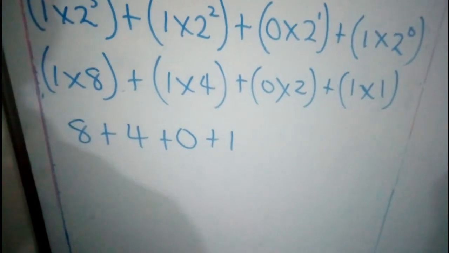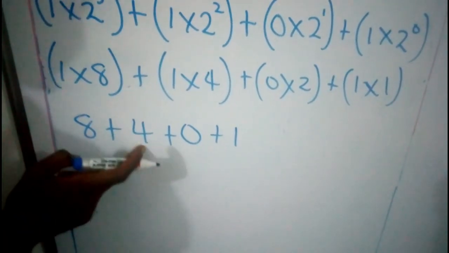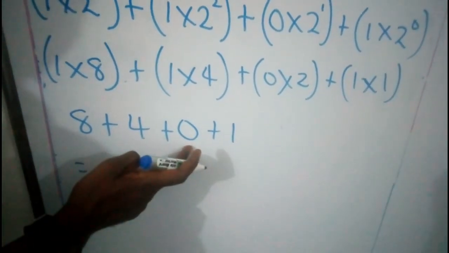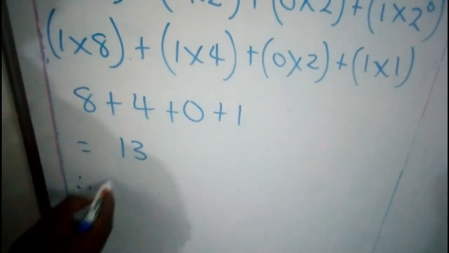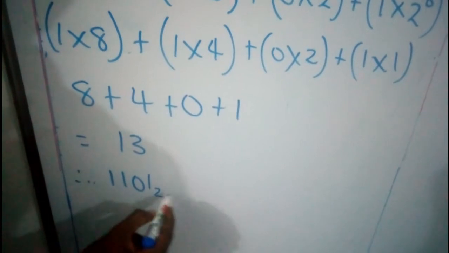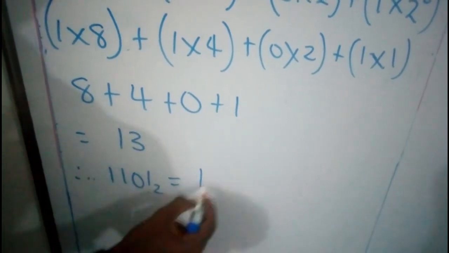Plus 1 times 1, which is 1. So let's solve. 8 plus 4, 12. 12 plus 0, 12. 12 plus 1, 13. So what do you say? Therefore, 1101 base 2 as a decimal gives you 13.